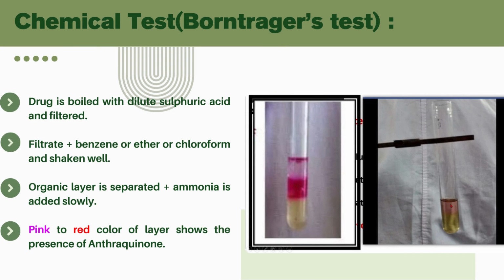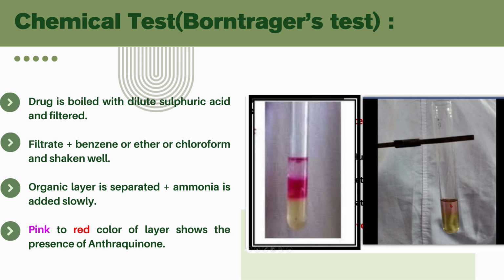A fundamental step in verifying the presence of anthraquinone glycosides in senna is the Borntrager's test. Let's walk through the process. The drug is first boiled with dilute sulfuric acid and then filtered. The resulting filtrate is mixed with an organic solvent, typically benzene, ether, or chloroform, and shaken well.